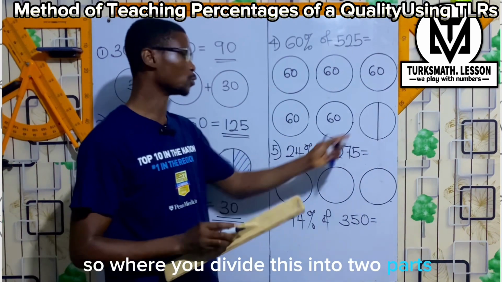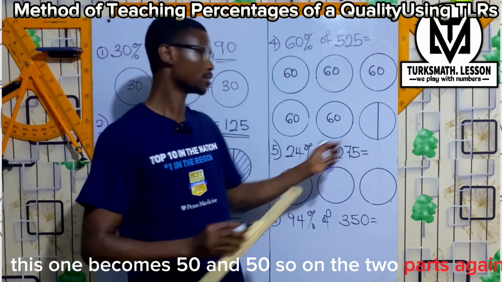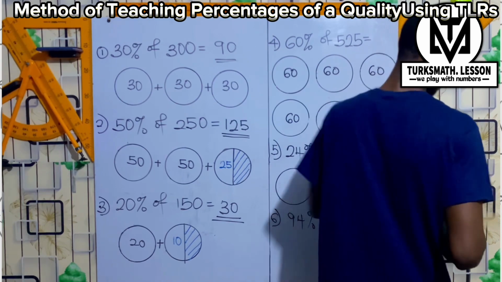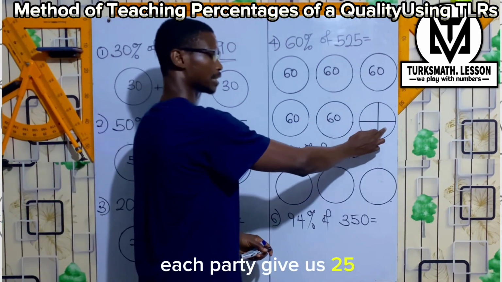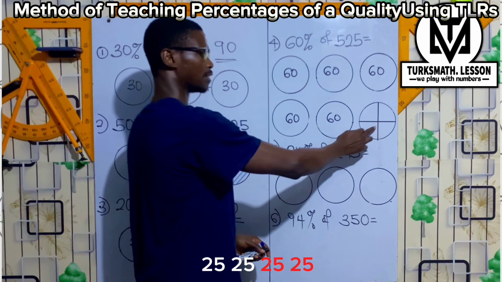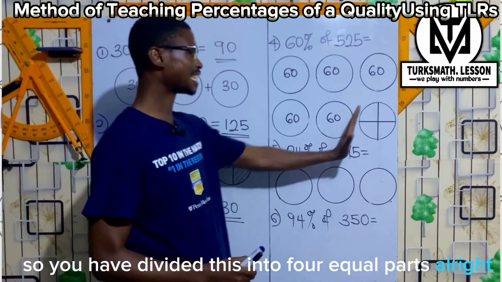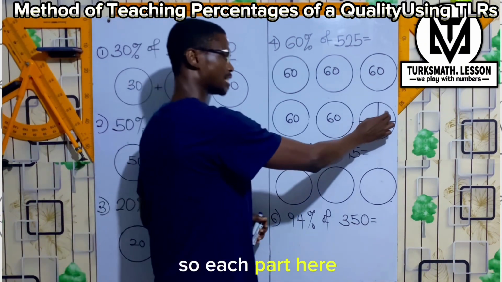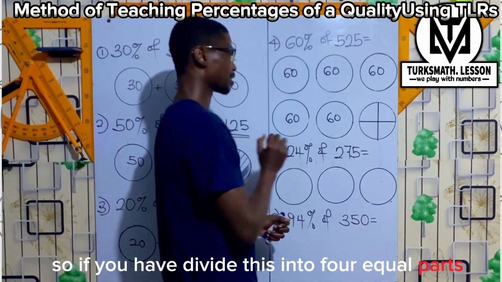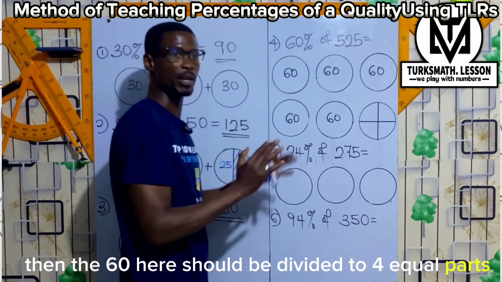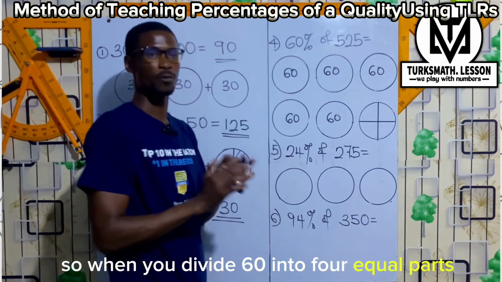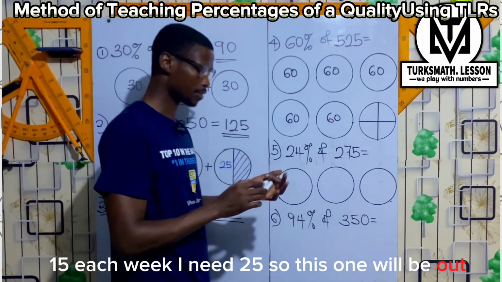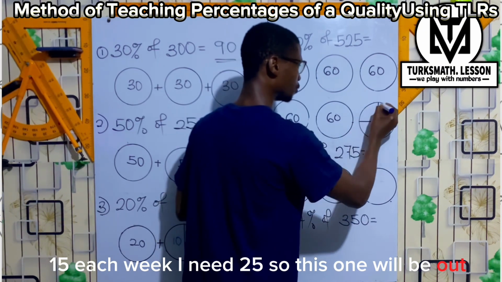So when you divide this into two parts, this one becomes 50 and 50. So we have two parts again. Each part here gives us 25, 25, 25, 25. So we have divided this into 4 equal parts. So if you have divided this one into 4 equal parts, then the 60 here should be divided into 4 equal parts. When you divide 60 into 4 equal parts, we are going to have 15 each. I need 25, so this one will be out.